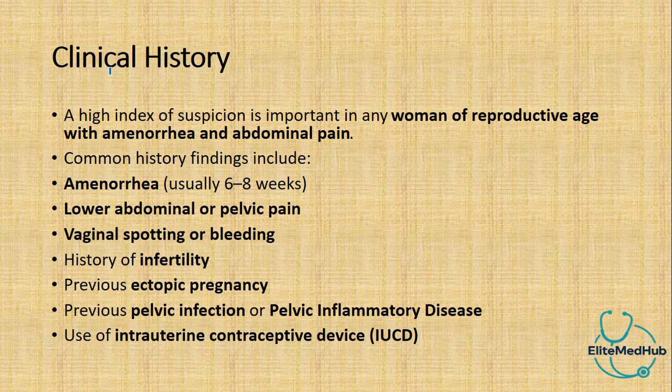So let's look at the clinical history. A high index of suspicion is important in any woman of reproductive age with amenorrhea and abdominal pain. So amenorrhea is the absence of menstrual bleeding. Common history findings in ectopic pregnancy include amenorrhea, which is usually 6 to 8 weeks, lower abdominal pain or pelvic pain, vaginal spotting or bleeding, history of infertility, previous ectopic pregnancy, previous pelvic infection or pelvic inflammatory disease, use of intrauterine contraceptive device, that's IUCD.